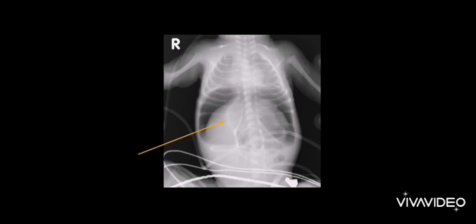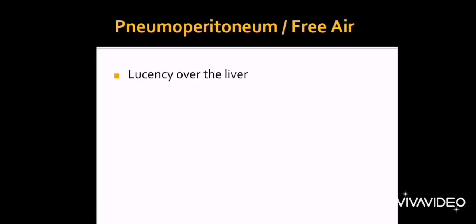And this one is another one which is a bit of a nasty one. There's free air, which is apparent, and you can see that big ball shape, and then there's the falciform ligament, which is pretty obvious there as well. So that is the football sign.